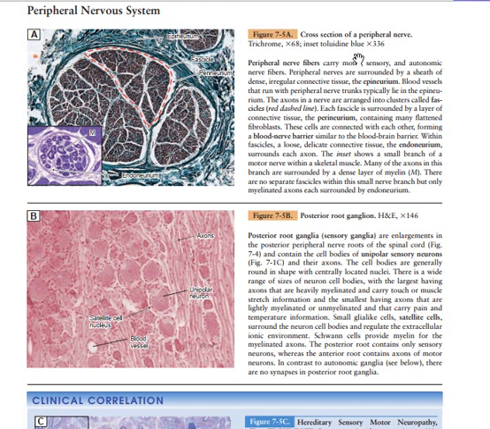Now, the stain that has been used here is a toluidine blue stain, and this other stain here is a trichrome stain. Okay.